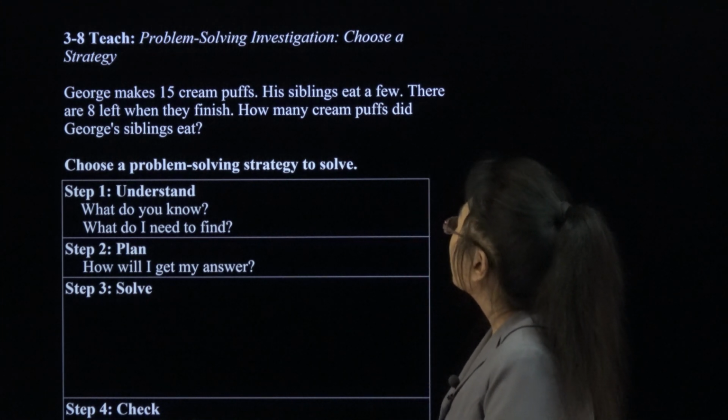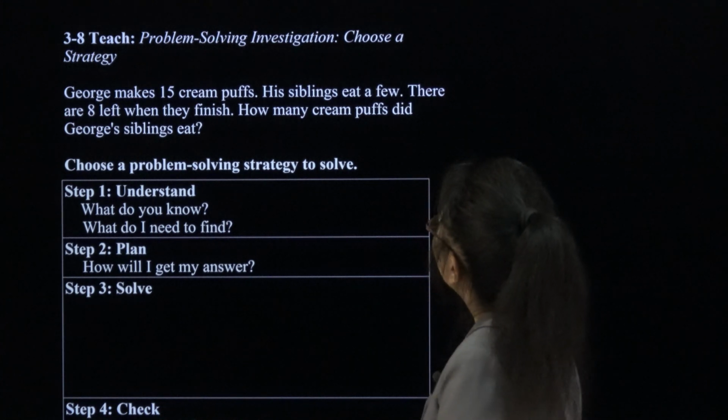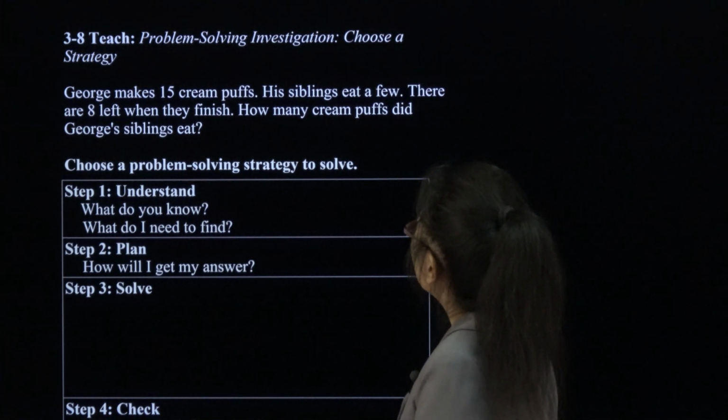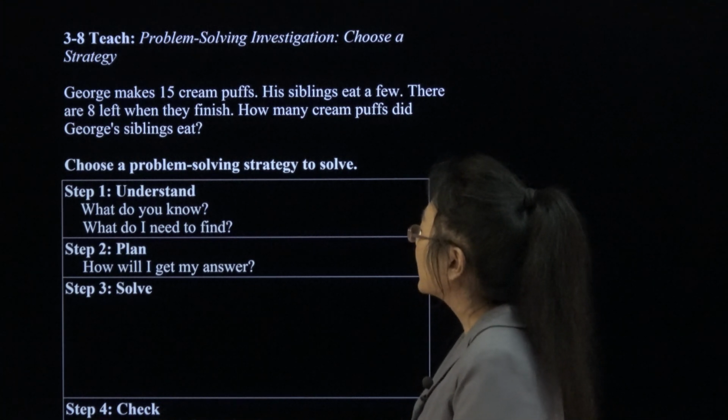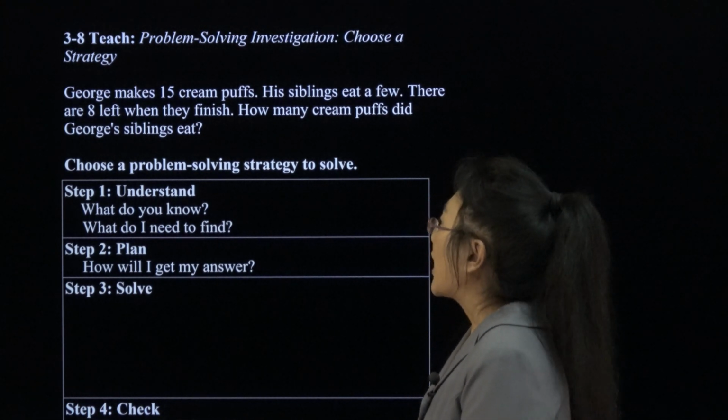George makes 15 cream puffs. His siblings eat a few. There are 8 left when they finish. How many cream puffs did George's siblings eat? Choose a problem-solving strategy to solve.